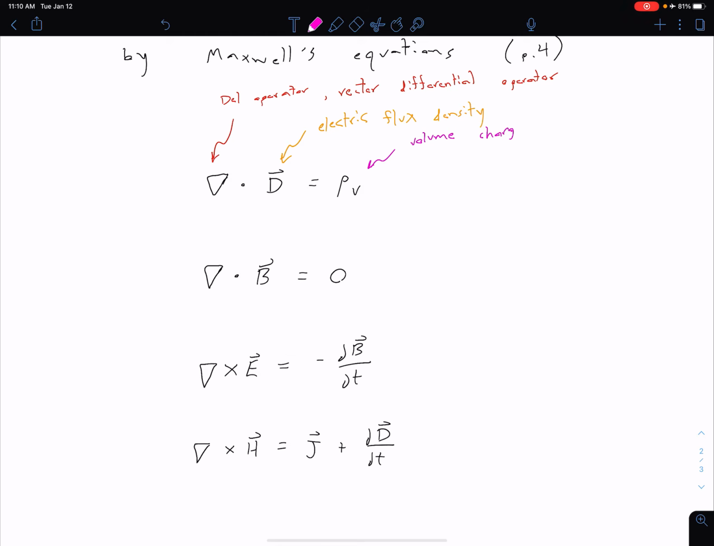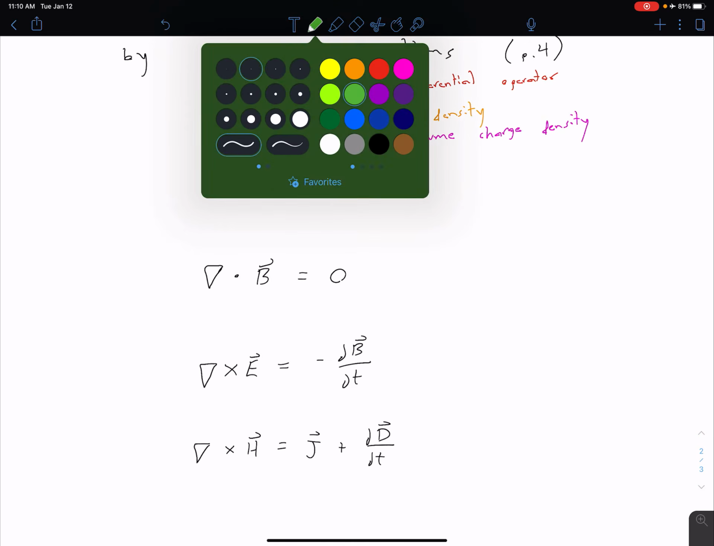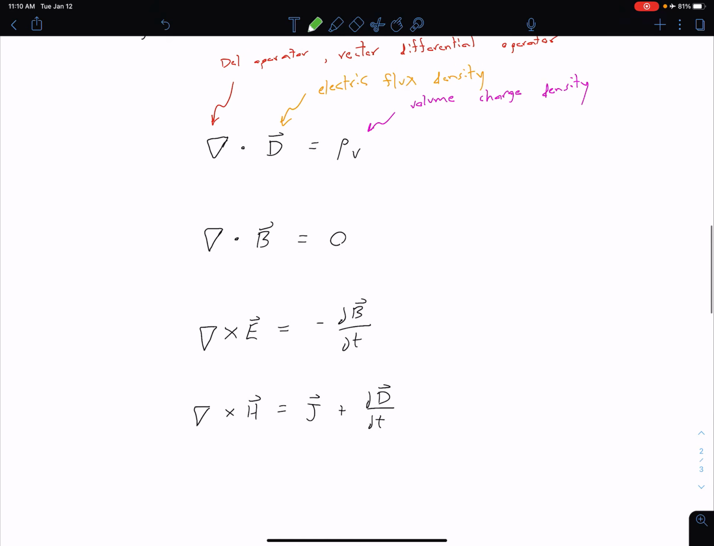How much charge do we have in the cube? That would be our volume charge density. And again, let me just reiterate, you're not going to need to know these equations anytime soon, but just to give you an idea of where we're going.